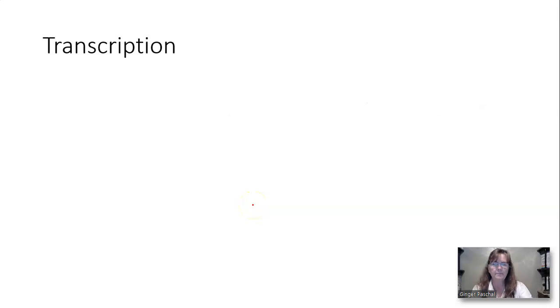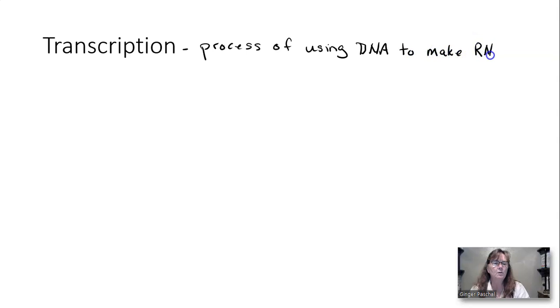All right, first we're going to talk about transcription. Let's define this process. Transcription is a process of using DNA to make RNA. Now you can make all different kinds of RNA, but in this particular process that we're talking about, we're going to make messenger RNA. This process happens in the nucleus.